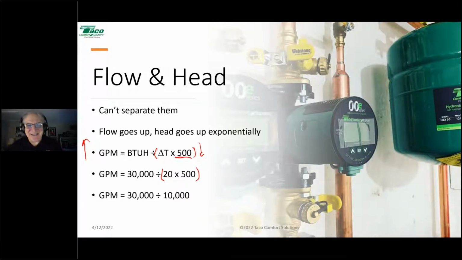30,000 divided by 10,000. My required flow rate for that zone is 3. I need 3 gallons per minute. So my circulator is going to have to deliver 3 gallons per minute under design conditions in order to deliver the 30,000 BTUs. So I'm halfway home. I've got my flow rate. Flow rate's the easy part. You know your load, divide it by 10,000 if it's 100% water and standard residential hydronics, and you're good. So 3 gallons per minute.